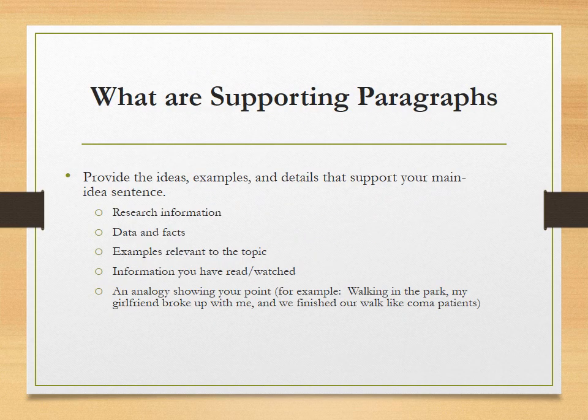So let's look at supporting paragraphs. These provide the ideas, examples, and details that support your main idea. So you are going to look at research information, data and facts, examples relevant to the topic. So for example, if we were talking about cultural appropriation, you could talk about all of those examples that we discussed in the assignment, including the Washington Redskins, Beyonce's video, whether or not your kids want to wear inappropriate outfits for Halloween.